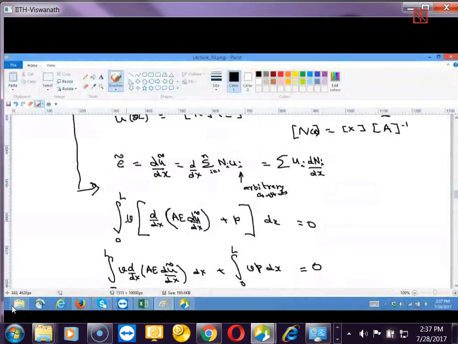What is V? V is a weight. By the method of weighted residual, V is a weight. How do you choose your weight? That is the question. How do you choose V? Choosing V is very similar to choosing the best friend. Okay. How do you choose your best friend?